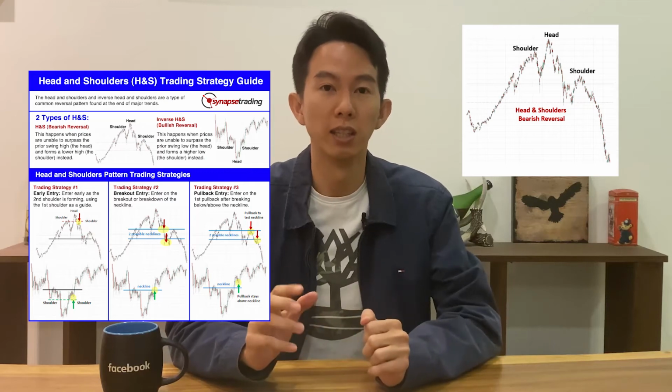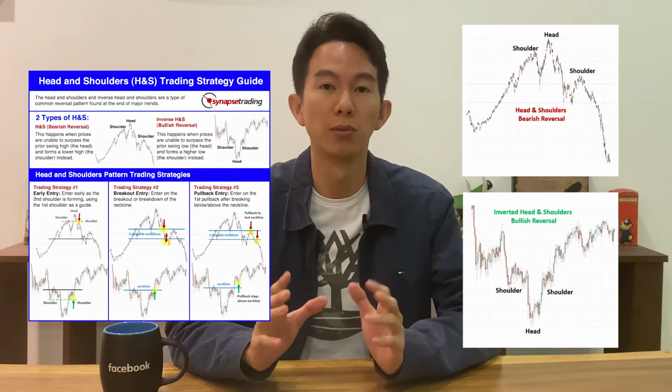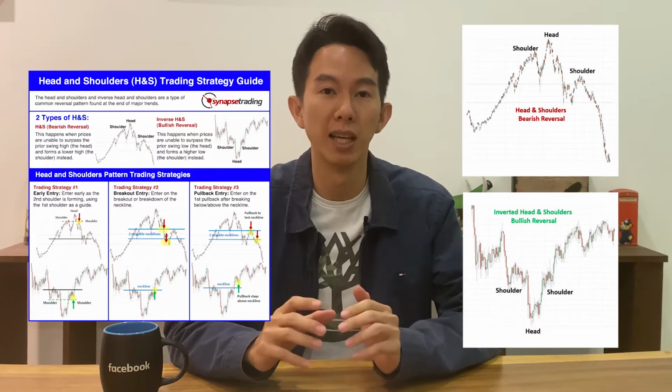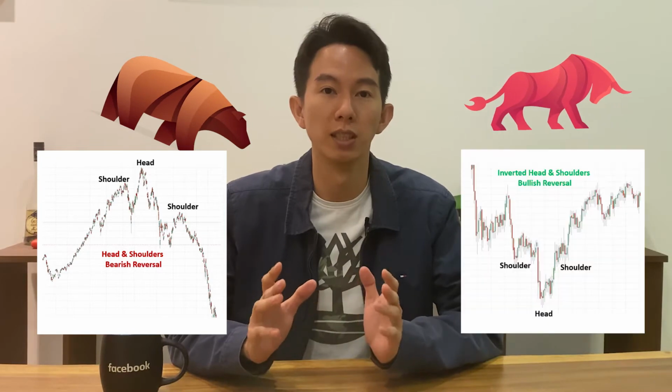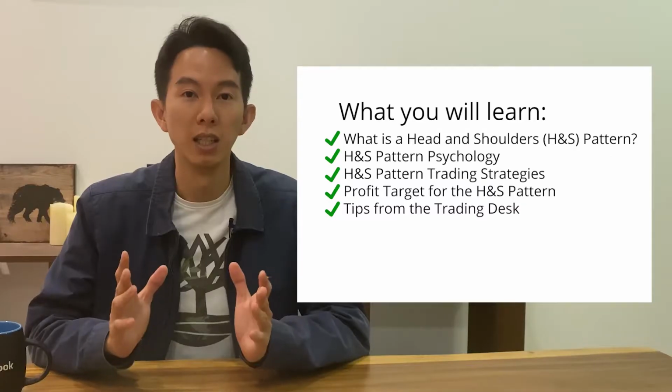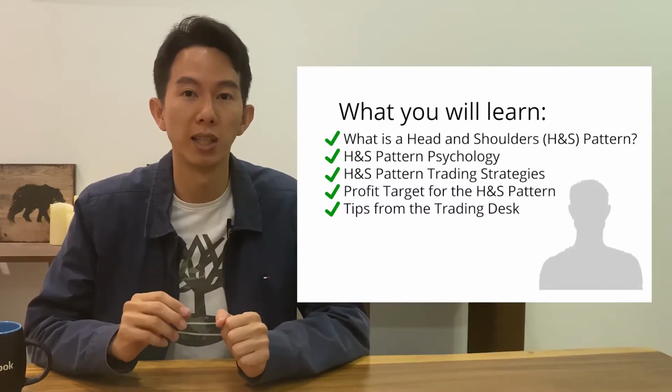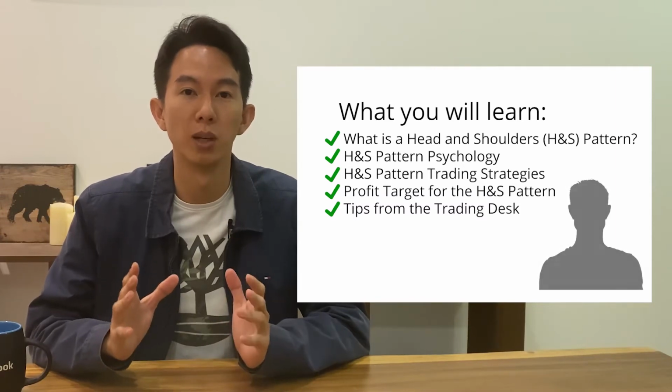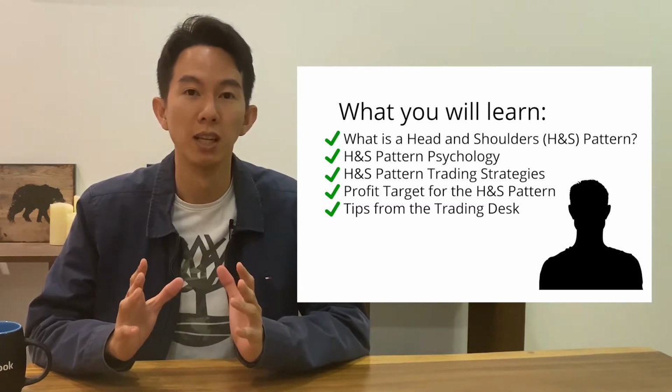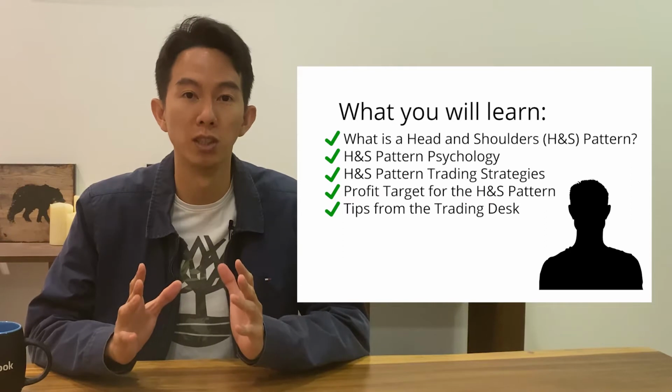The head and shoulders and inverse head and shoulders are a type of common reversal pattern found at the end of major trends. The bearish version is called the head and shoulders pattern, while the bullish version is called the inverse head and shoulders pattern. In this video, I'm going to talk about how to take advantage of the head and shoulders pattern to identify major market reversals and the best trading strategies for this price pattern.